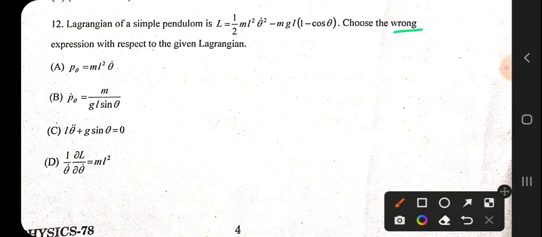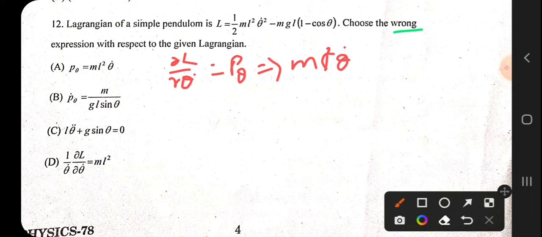First, we know that del L by del theta dot equals p theta. Clear? Just take the derivative with respect to theta dot, and we will get m l square theta dot equals p theta, which makes option number 1 correct. Then go to option number 2.